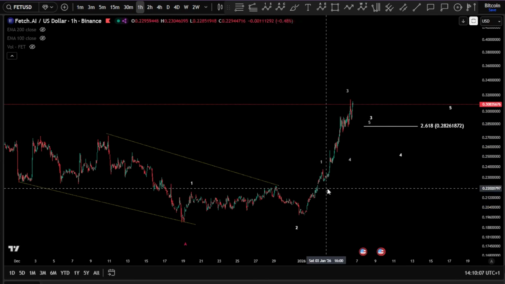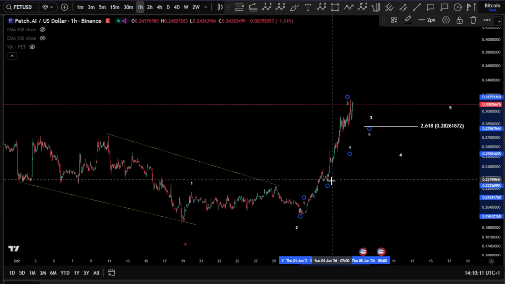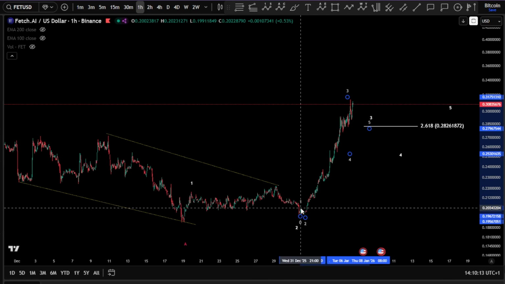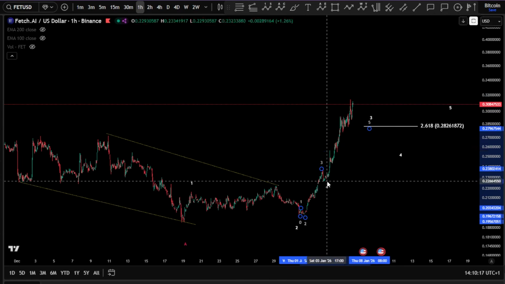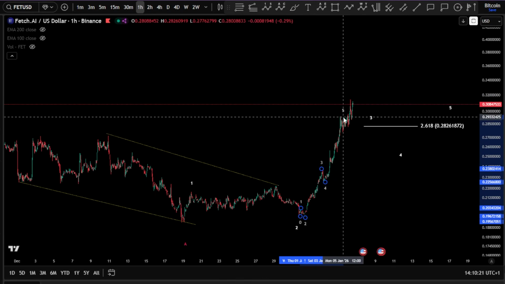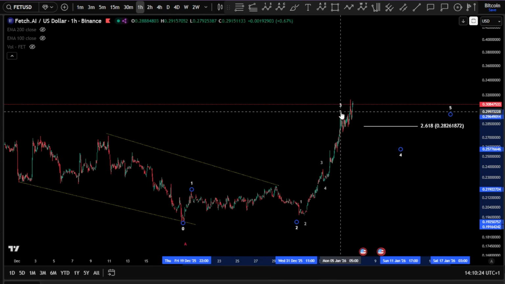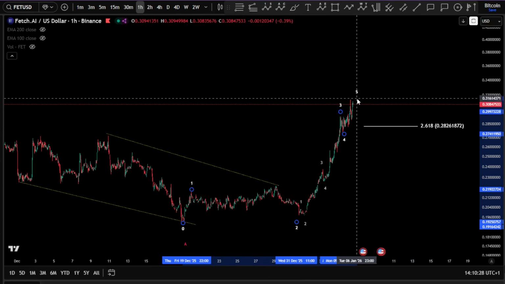We have a 1-2 here, potentially 1-2. I would say we cannot skip those wave 1 on the lower time frame. 3, 4, 5, and then 1, 2, 3, 4, and a 5. And currently, this is your wave 3, this is a wave 4, and wave 5 is still unfolding.